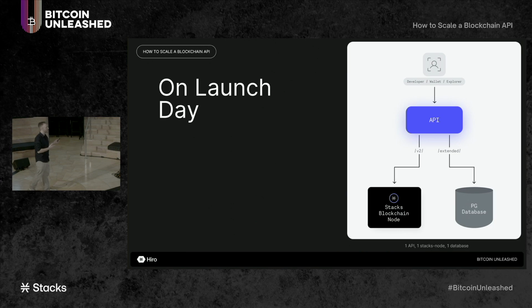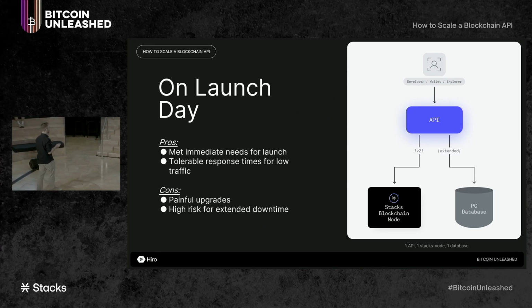So this is what the architecture looked like on launch day. We had just a really basic setup that was good for low traffic at launch. We had one Postgres database, one Stacks blockchain node, and one API that was servicing requests. What's nice about this is that it allowed us to launch pretty much immediately. And also, there were tolerable response times for the low amount of traffic that we were seeing back then.